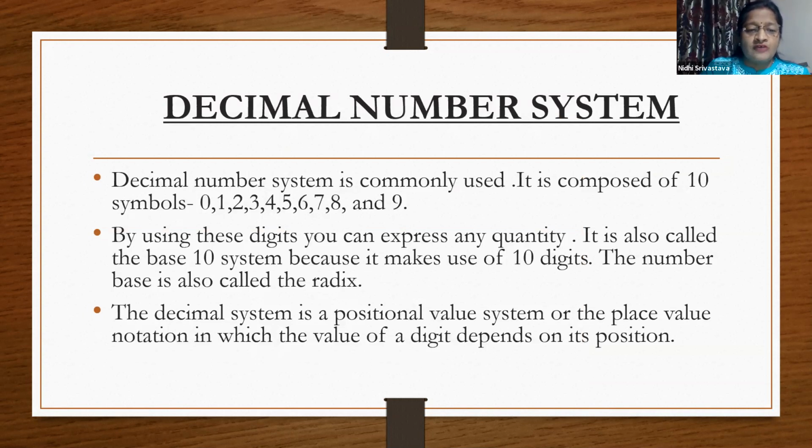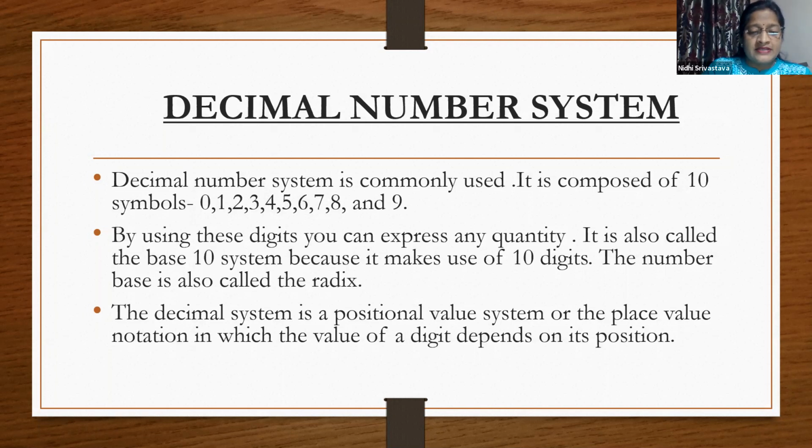It is composed of 10 symbols: 0, 1, 2, 3, 4, 5, 6, 7, 8 and 9. By using these digits, you can express any quantity. It is also called the base 10 system because it makes use of 10 digits. The number base is also called the radix.